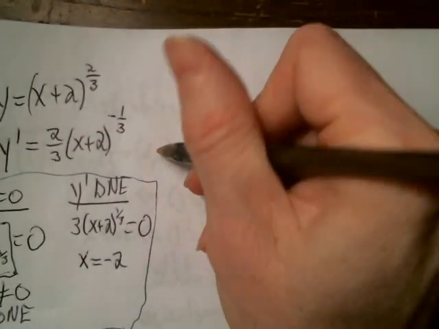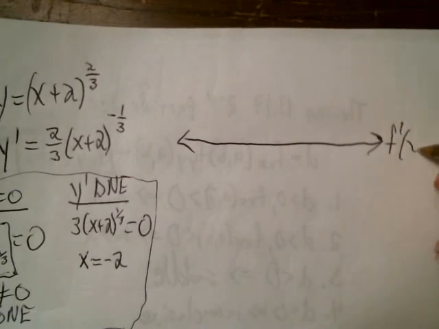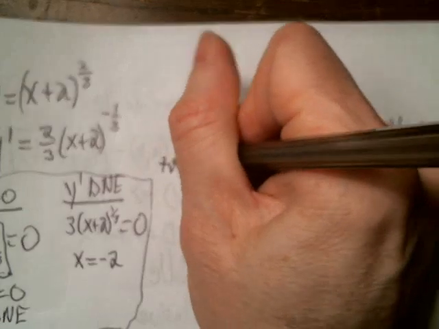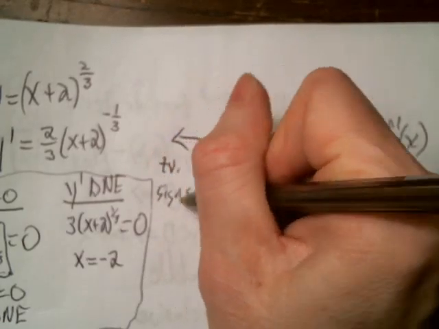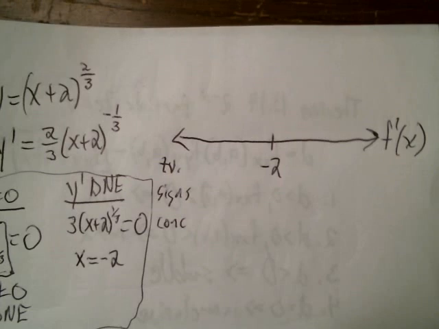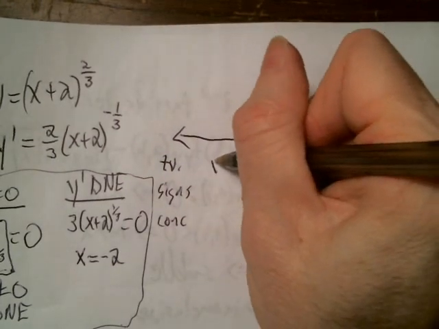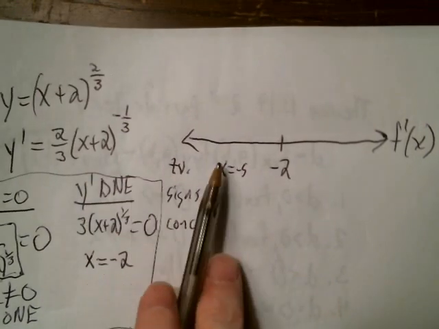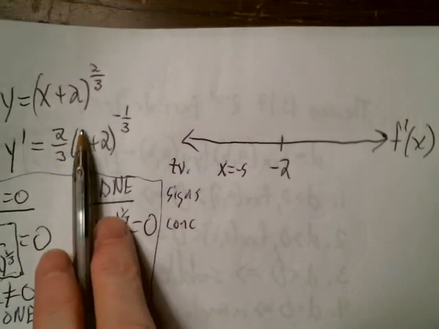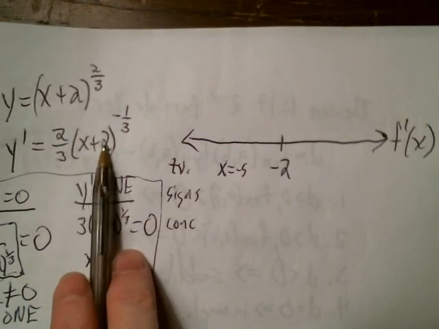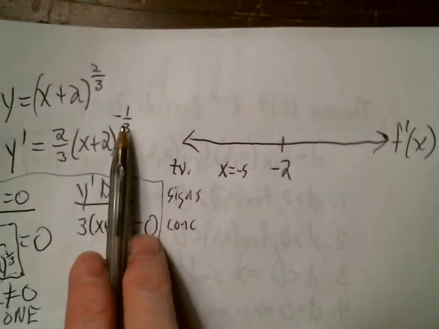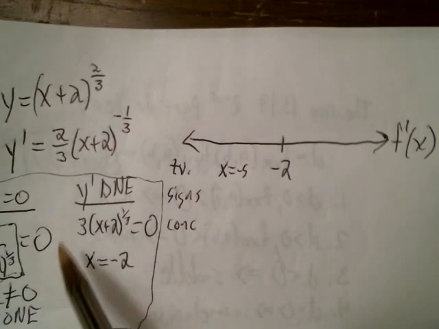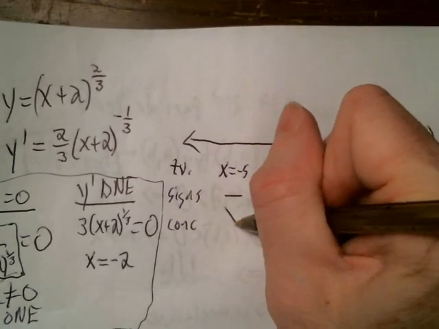Okay, so here's my number line. I'm going to mark it f prime of x, and then I'm going to consider -2, and I need test values, signs, and conclusions. So I'll try x is -5, and I'm working with the derivative here. Okay, so you're plugging this into here. If you have 2/3 times -5 plus 2 is -3. The cube root of -3 is still going to be a negative. Okay? So it'll be a positive times a negative. In other words, it's negative and it's decreasing.